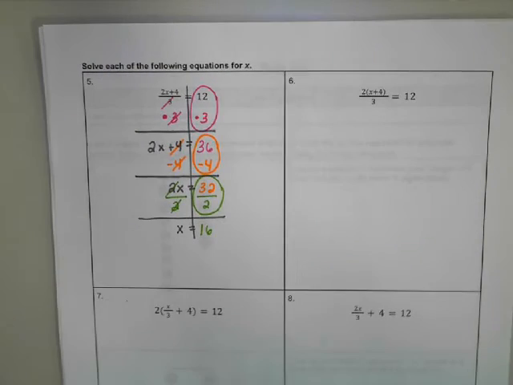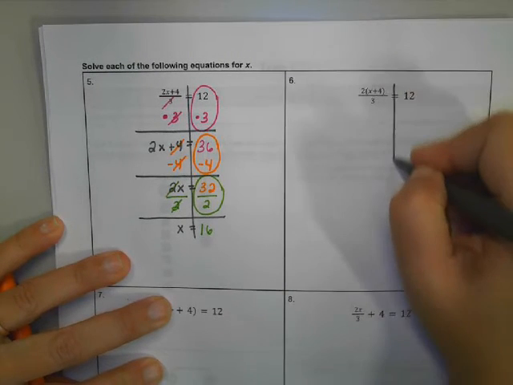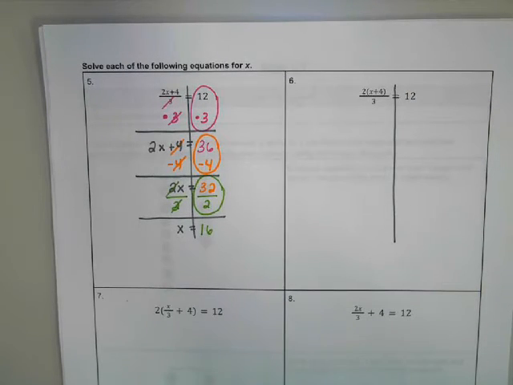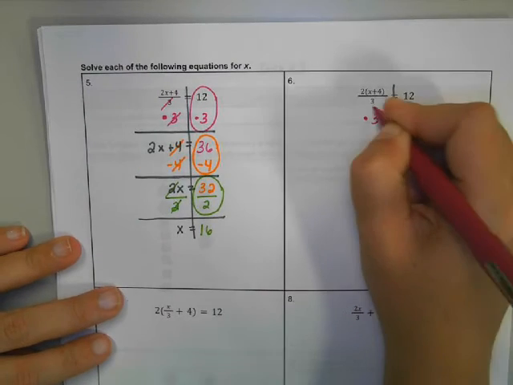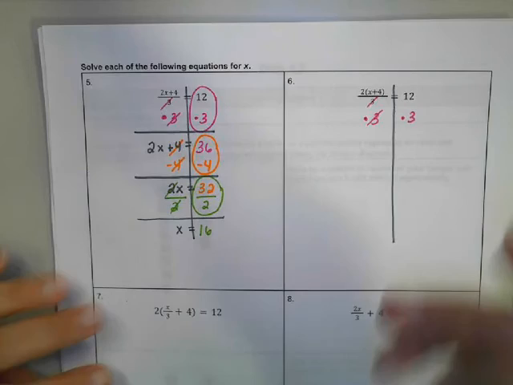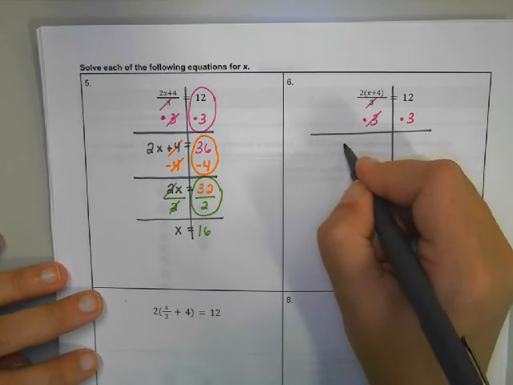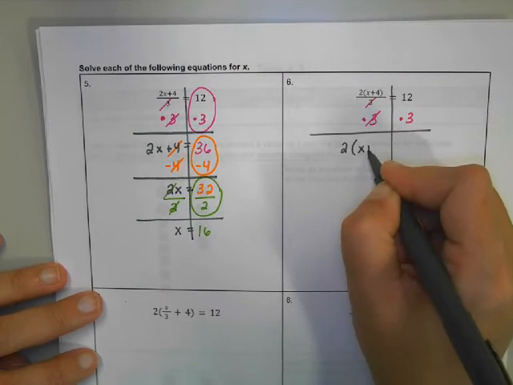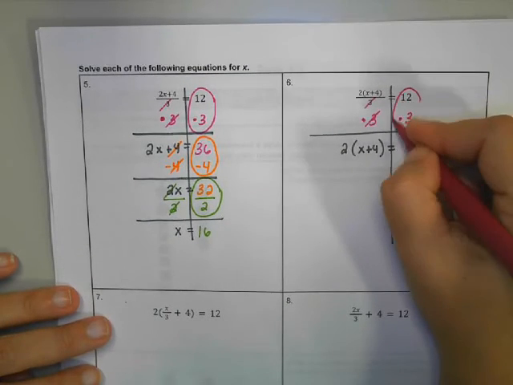In problem number 6, you'll notice it has very similar numbers to the numbers that were in number 5. But you're going to notice that the solving looks a little different because there are parentheses in this problem. Now I'm going to start this equation the same way. I'm going to multiply by 3 to undo the fraction because multiplication is the opposite of division. So I'm going to drop down the 2 parentheses x plus 4. And then 12 times 3 is 36.